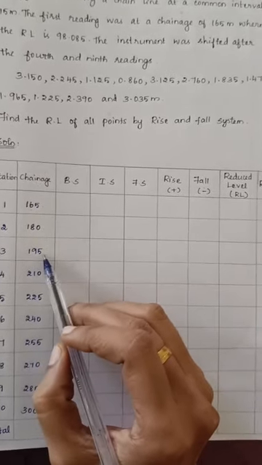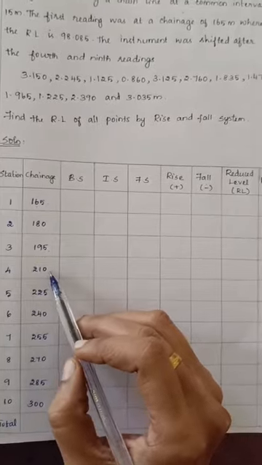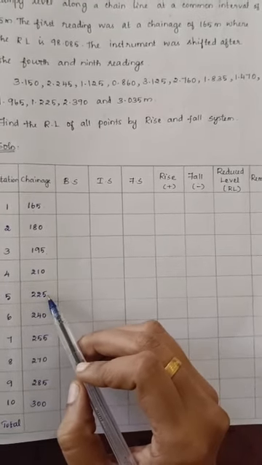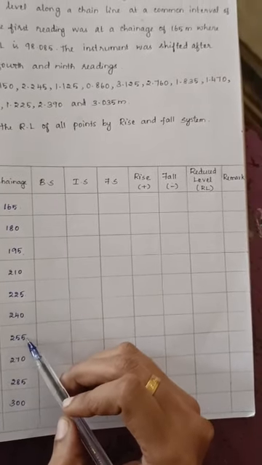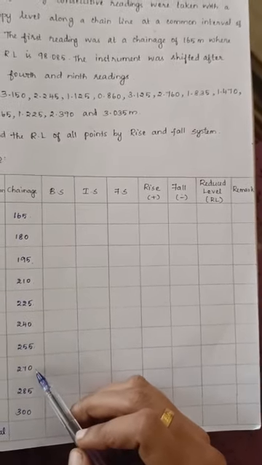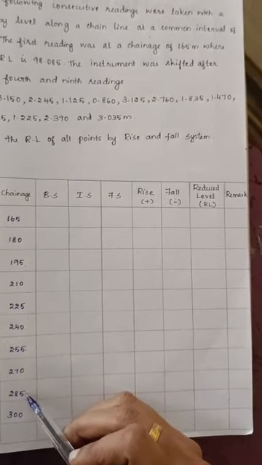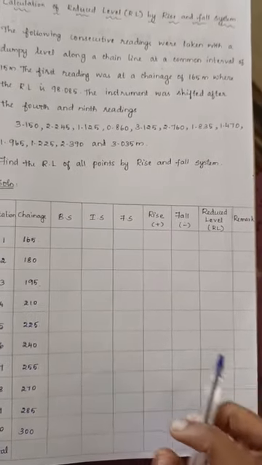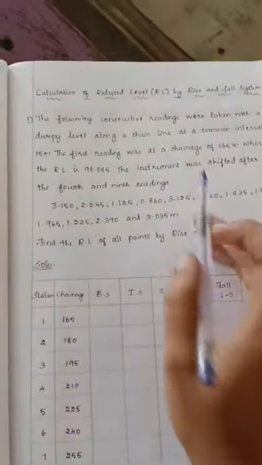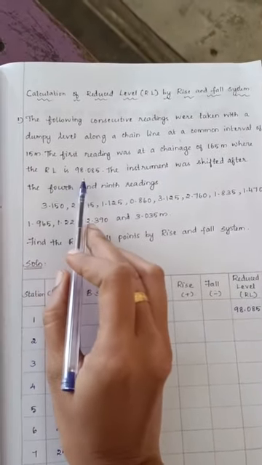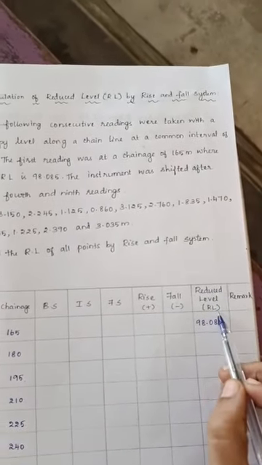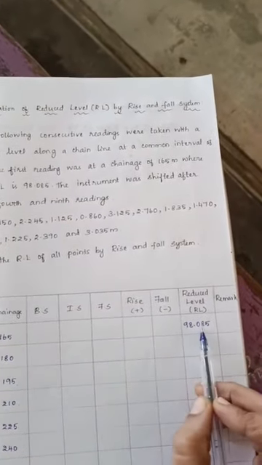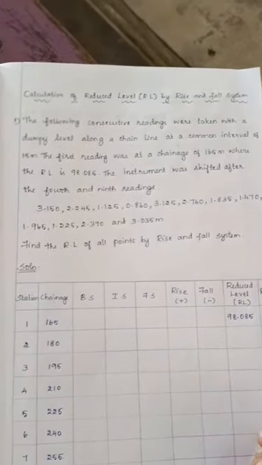Then 180 plus 15, 195. 195 plus 15, 210. 210 plus 15, 225, 225 plus 15, 240, 240 plus 15, 255, 255 plus 15, 270, then 285, then plus 15, 300. The reduced level of the first point is given as 98.085. Therefore, you note the reduced level of the first point as 98.085.